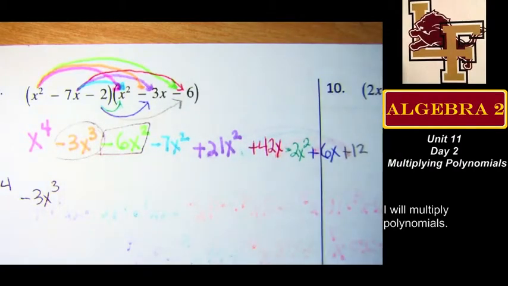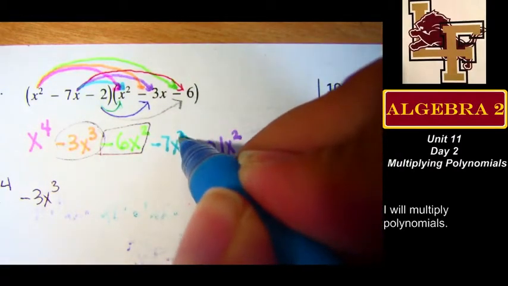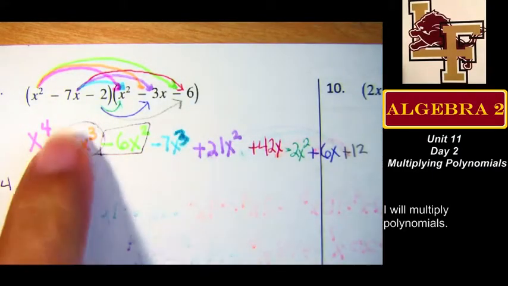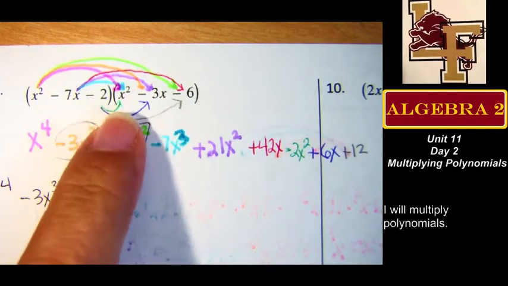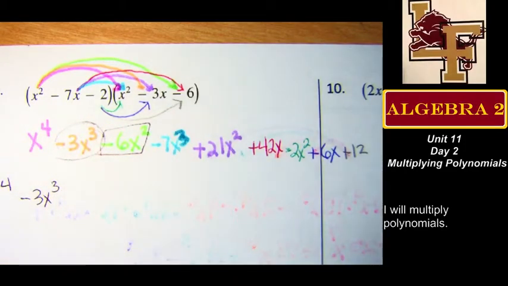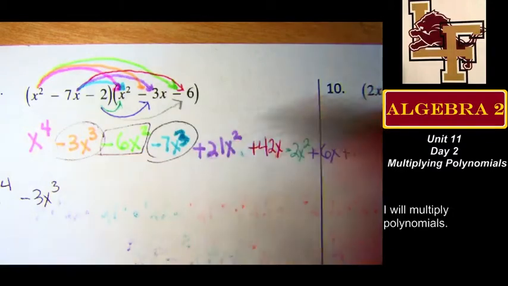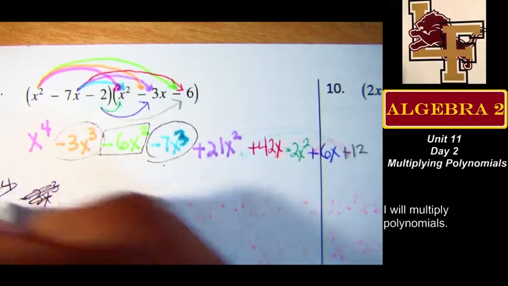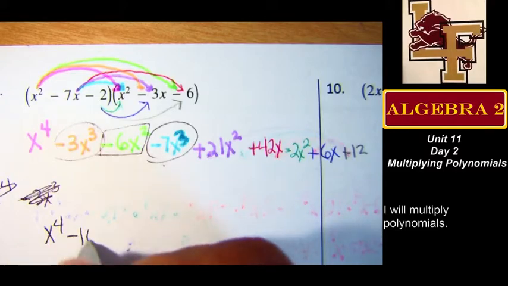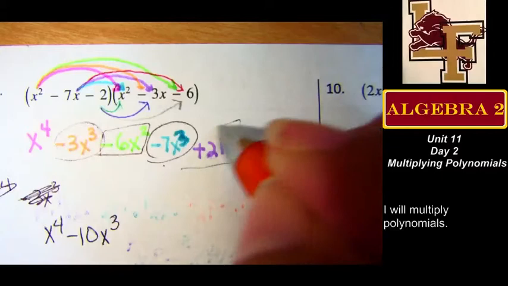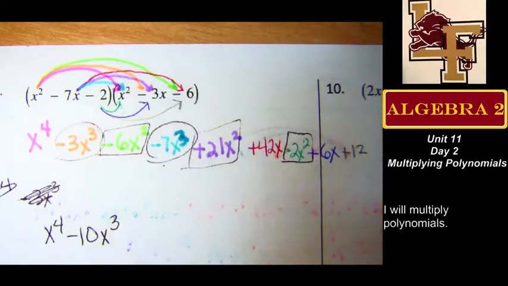Oh, right here. I made an error. Did you see it? 7x times x squared should have been 7x cubed. So here and here. So that should be that. Okay.